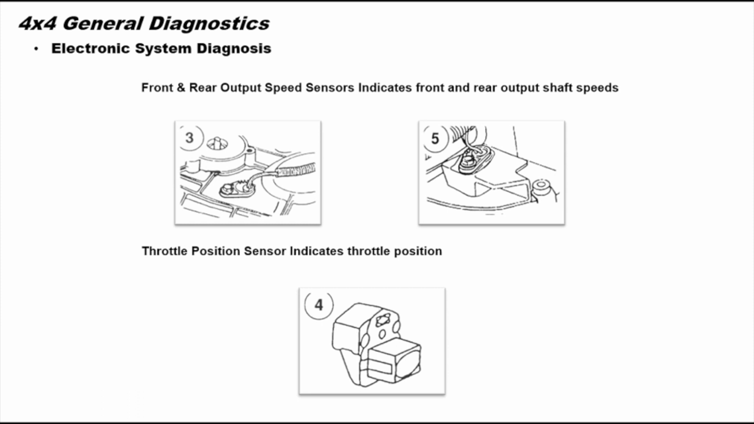The front and rear output speed sensors magnetically sense tone wheels on the front and rear output shafts. This signal is sent to the transfer case control module or GEM module indicating front and rear output shaft speeds.